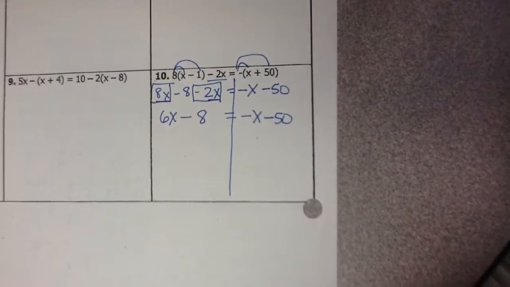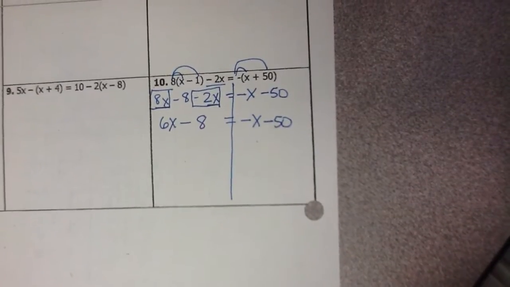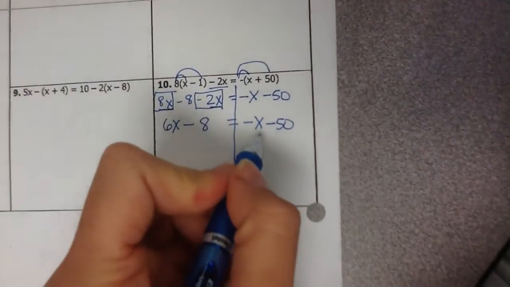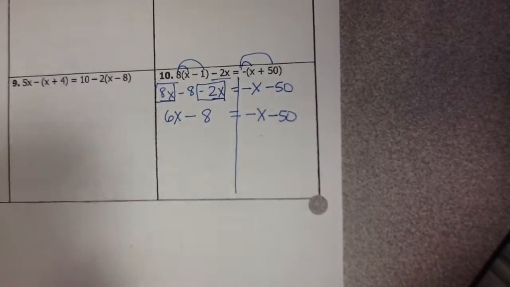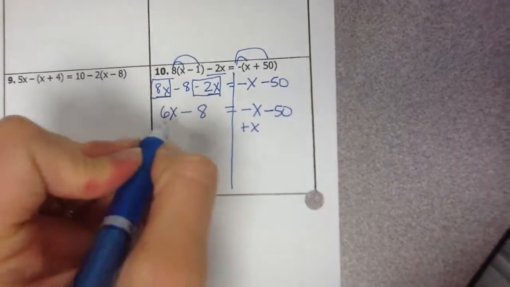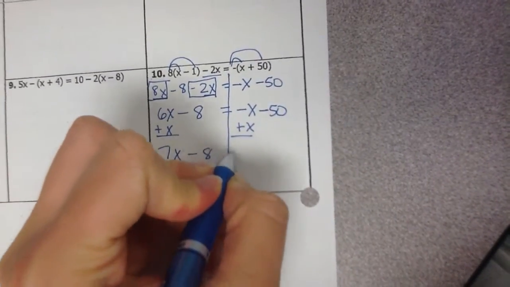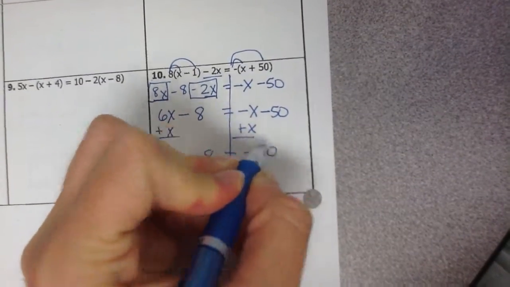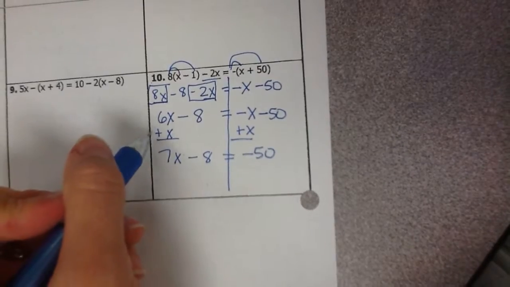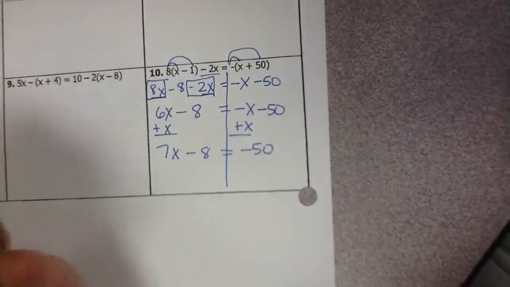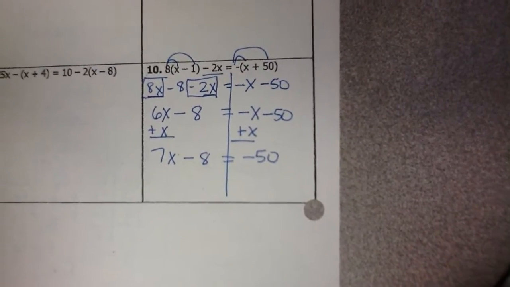So now I have an equation with variables on both sides. I like to look and see that I have a 6x and I have a minus x. So I think, what's the easier one to cancel out? Well, I think it's the minus x, because when I add x to both sides, that gives me a positive 7x minus 8 equals negative 50, and that eliminates me having to deal with negative variables. If I had taken away 6x from each side, that would leave me with negative 7x on the other side, which isn't as easy to work with.